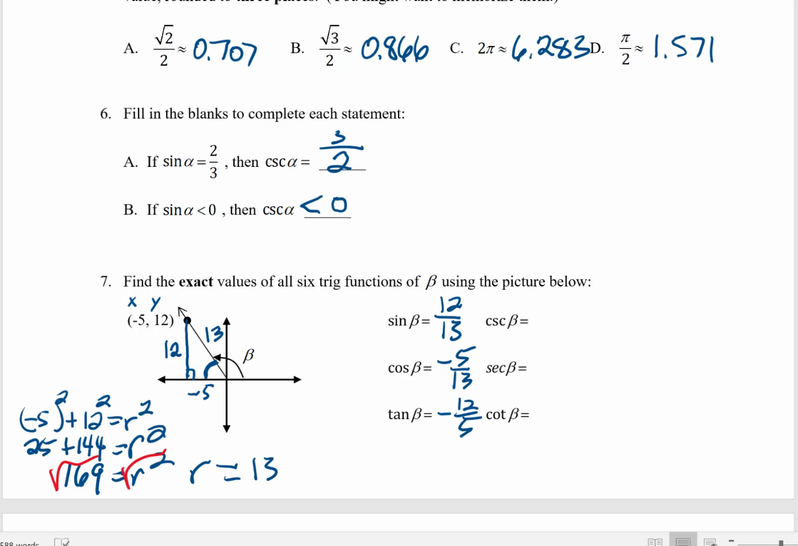And then the other three are just the reciprocal values. So cosecant is the reciprocal of sine, 13 over 12. Secant reciprocates cosine, so -13/5. And cotangent reciprocates tangent, -5/12.